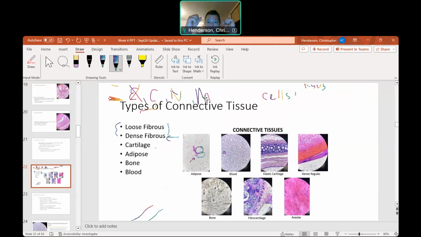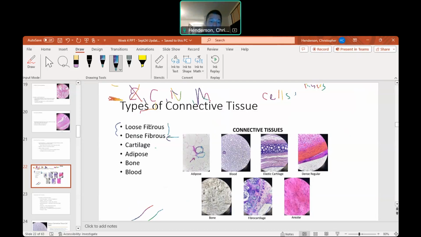Dense connective tissue comes in regular and irregular. Where do you find regular? If the fibers are all in a line together, we are going to find those in things like your tendons and your ligaments, stuff that's under predictable stress. The irregular connective tissue, you're going to find underneath the areolar tissue. It's the second layer of your dermis.